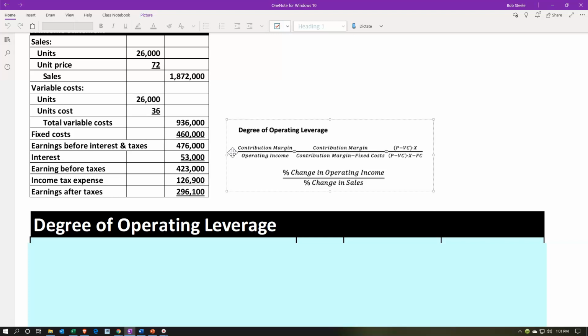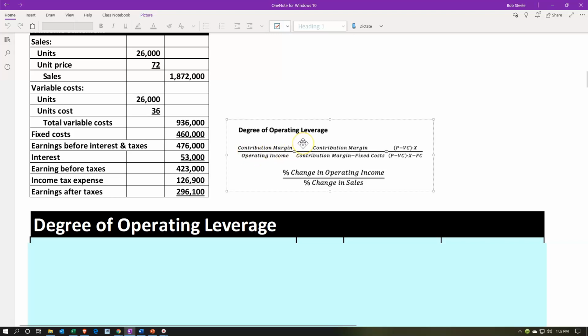Now, the easiest way to memorize it would be to take the contribution margin divided by the operating income. But then we want to be more specific about what that means. If you memorize that, then you've got to memorize what the contribution margin means and what the operating income means. So you want to memorize this in chunks and understand what the division problem is here, and then have a deeper understanding of what contribution margin and operating income mean.